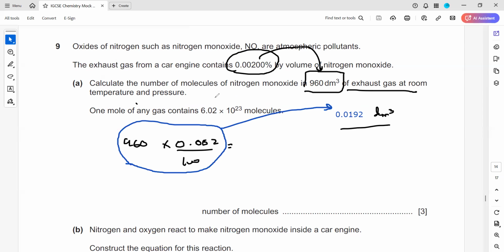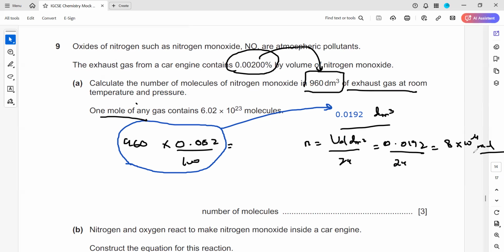Now we need the moles. How to get the moles here? Moles equal volume of the gas divided by 24, because it's a gas. So 0.0192 divided by 24 is 8 times 10 to the power minus 4.